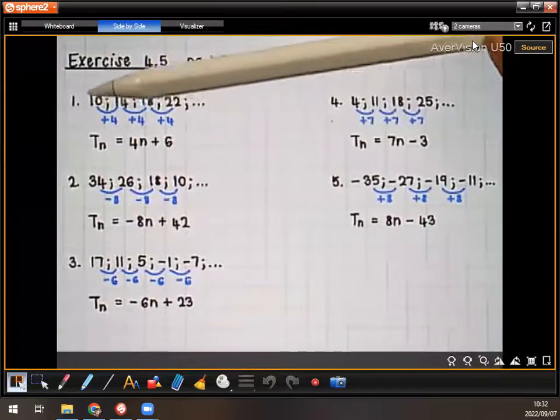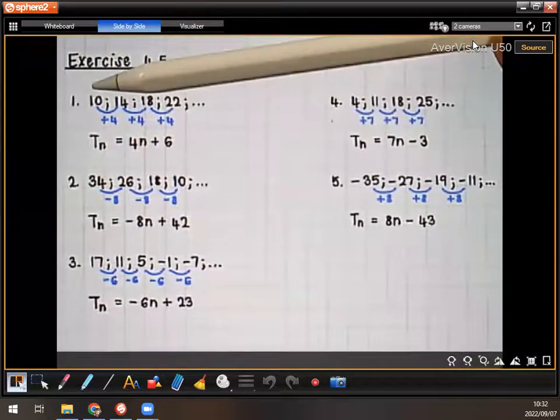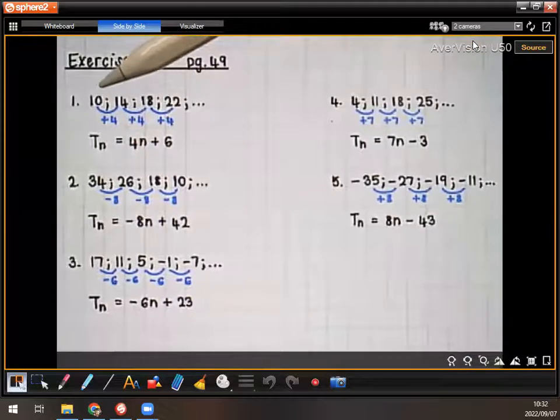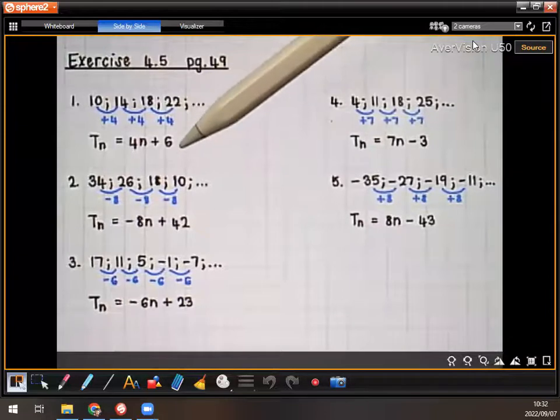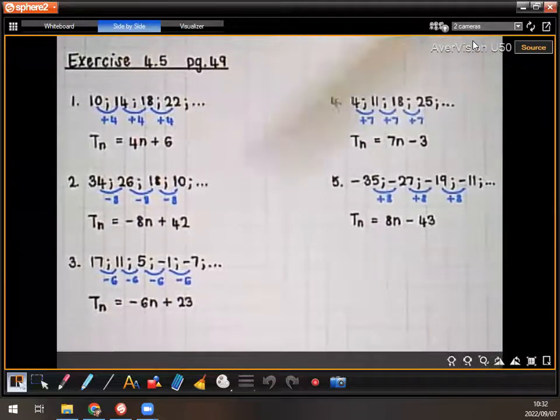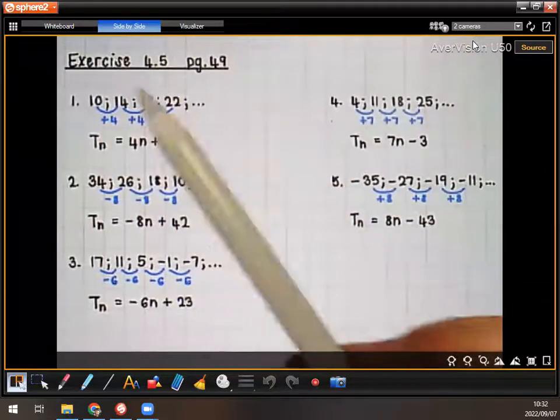So 4 times 1. First time, remember, our input value is 1. So what's 4 times 1? So 4. What do I add to 4 to get 10? 6. So that's where that plus 6 comes from. Then you have to double check that it works for the others as well, 1 or 2 of the others.